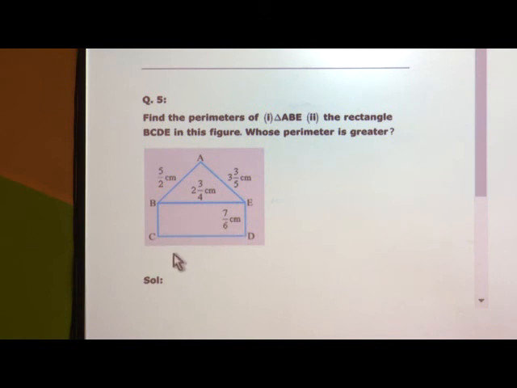Now, a small question might arise in your mind. Here we do not have a value for the base of the rectangle, that is CD. BE is the base of the triangle, and BE and CD are opposite sides of the rectangle, so the value will again be 2 whole 3 upon 4. What about BC? We have ED as 7 upon 6 centimeter. These are opposite sides to each other, so it will be 7 upon 6 centimeter.